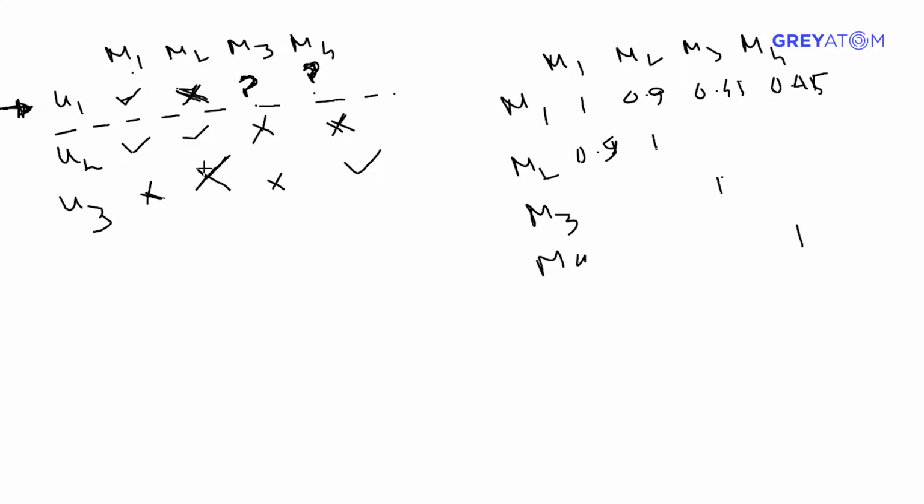What is between M2 and M3? M2 and M3 again are a 50% match of sorts, so this is again 0.45 and 0.45, right? M3 and M1 we already know is 0.45. M3 and M2 we know as 0.45 again. M3 and M4, that's the last pair remaining. M3 and M4 absolutely match each other, so 1. So again we can fill out this value.